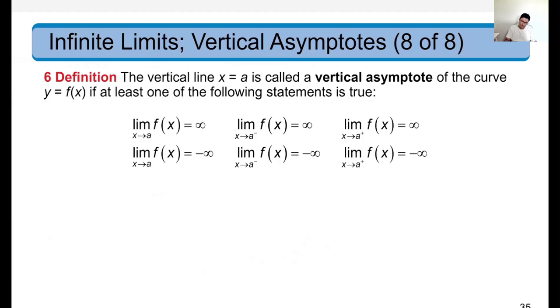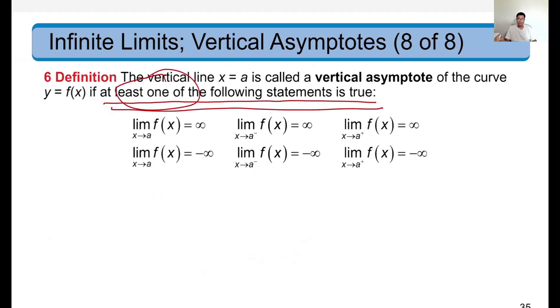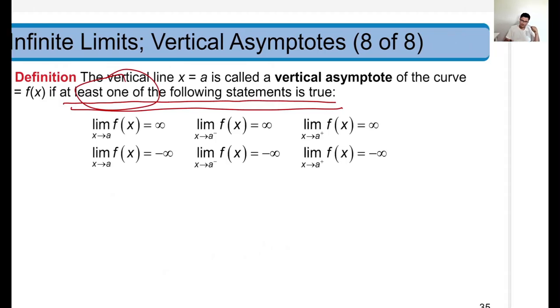And when do you say there is a vertical asymptote? If at least one, yes. So this is the clarification I was talking about earlier. We don't need both sides to be going to infinity. If at least one of them is true, any one side is going to infinity, then you have the vertical asymptote.